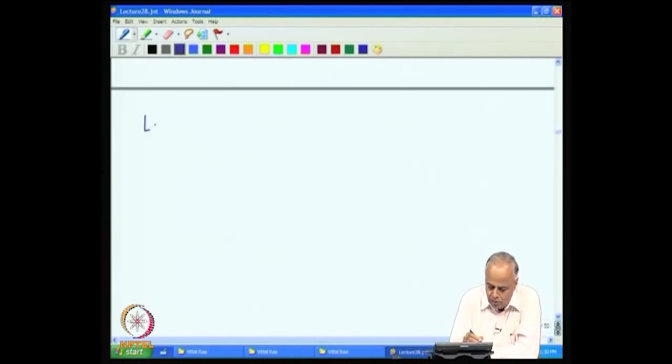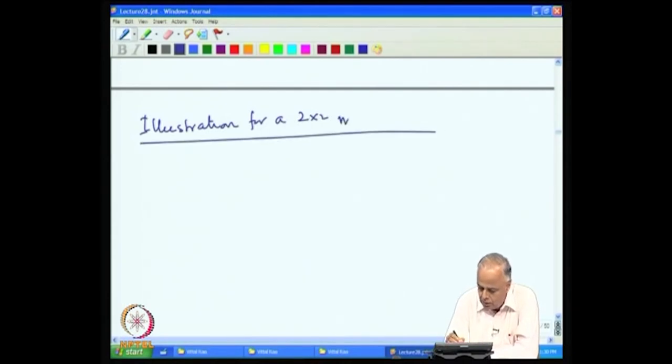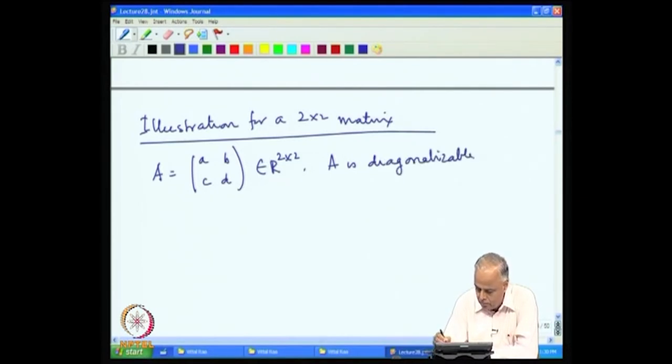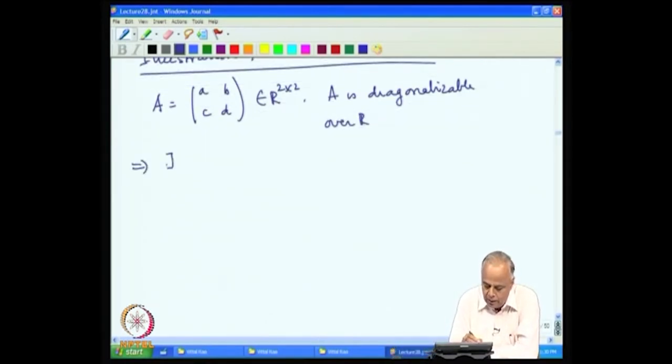Let us illustrate the above calculation. So, look, illustration for a 2 by 2 matrix, just to see what these calculations mean. So, suppose I have a 2 by 2 matrix A, B, C, D belonging to R 2 cross 2 and A is diagonalizable over R. What does that mean? This implies there exists P, let us call it P Q R S belonging to R 2 cross 2, P invertible.